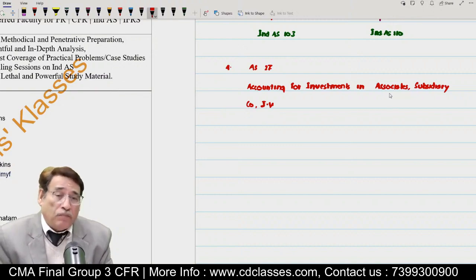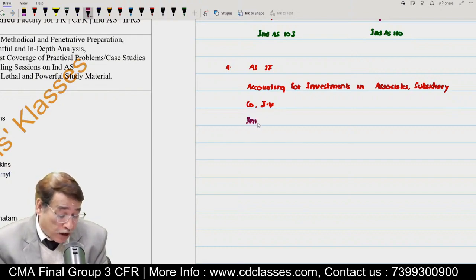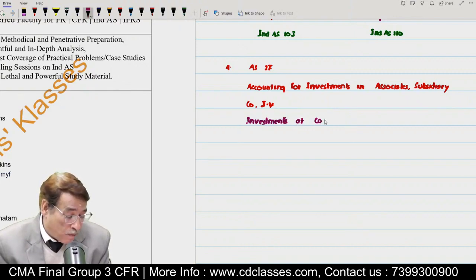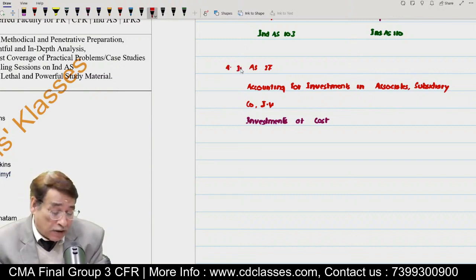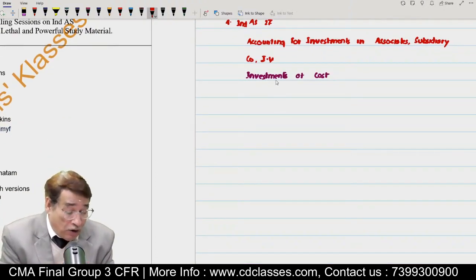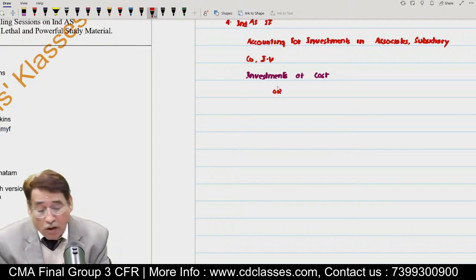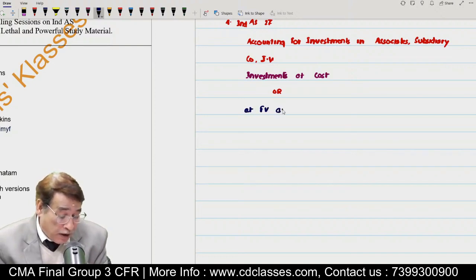Now, the provisions of Ind AS 27 state that investments will be recorded at cost. That means accounting for investment, whatever investment you have made in the investee entity, you will record those investments at cost. Ind AS 27 simply states that you will record the investment either at cost or at fair value as per Ind AS 109.